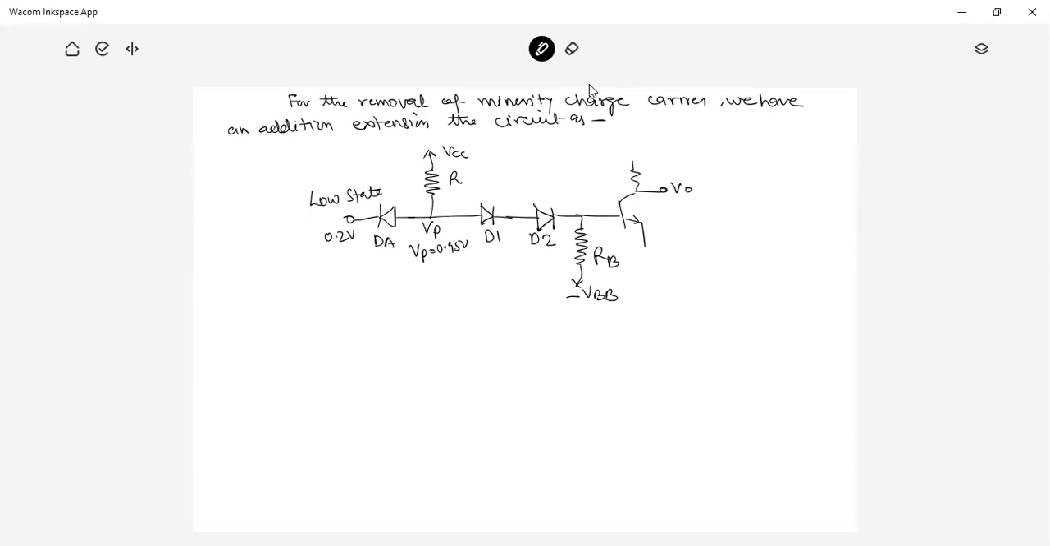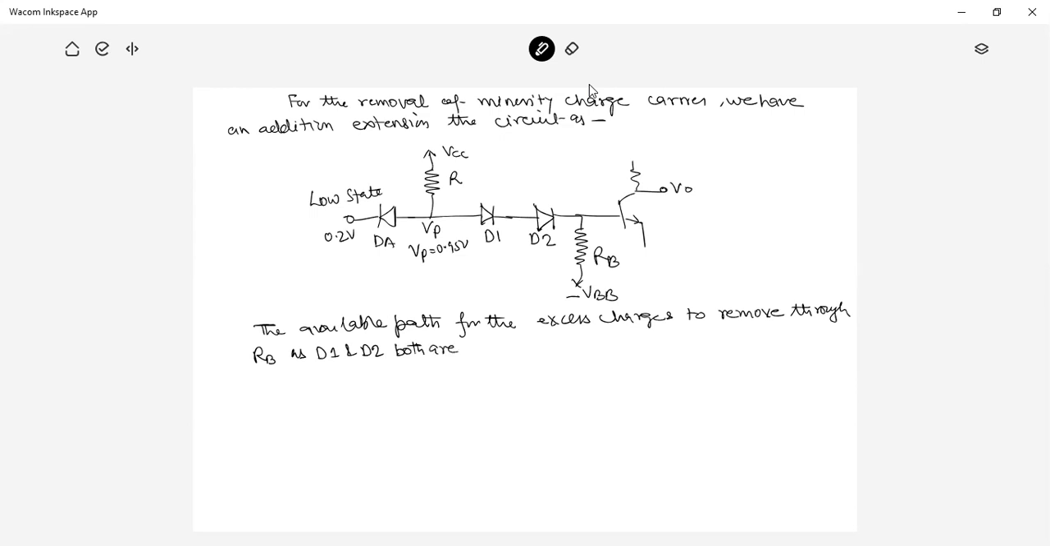So the available path for the excess charges to be removed is through RB, as D1 and D2 are both in the non-conducting state.